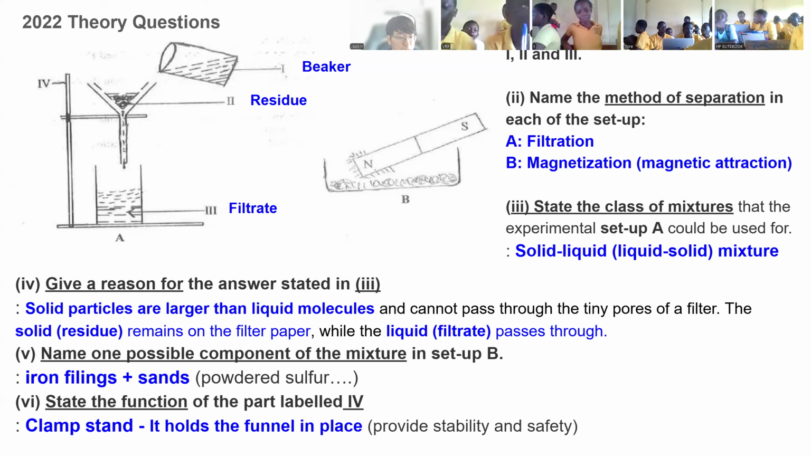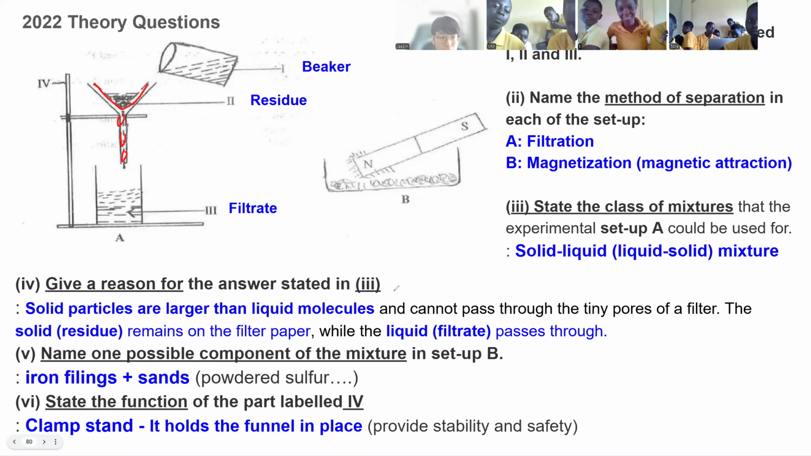Question 4. Give a reason for the answer stated in 3. So we have kind of already gone over this, but solid particles are larger than liquid molecules and cannot pass through the filter paper. There's a filter paper over here. Only liquids can go past the filter paper. The solids are remaining over here, at the top. So everything on the top that did not pass through the tiny pores of the filter paper are the solids, the residue.